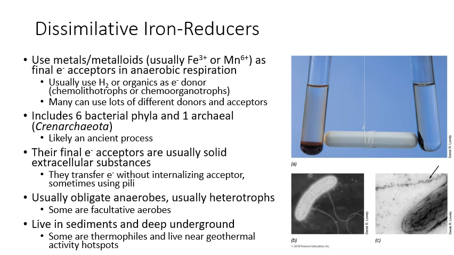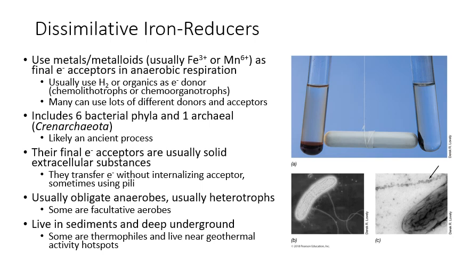So a lot of the time they're going to harvest electrons off of this solid substance that's outside of their cells, and then those electrons will enter the electron transport chain, but the iron itself or the manganese itself will not enter the cell. It remains outside the cell, and they just harvest electrons off the surface of it. Sometimes they would actually use pili to attach to that metal and harvest the electrons.